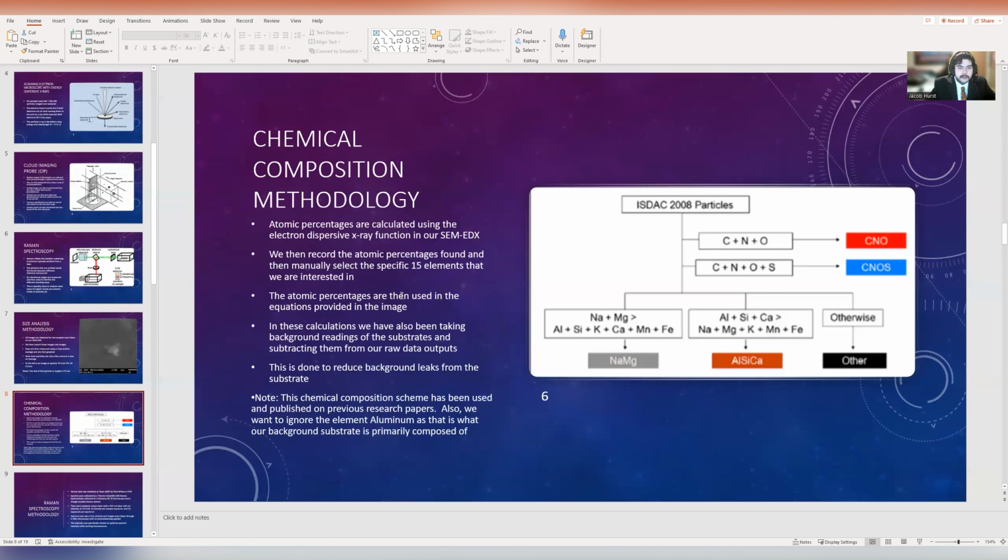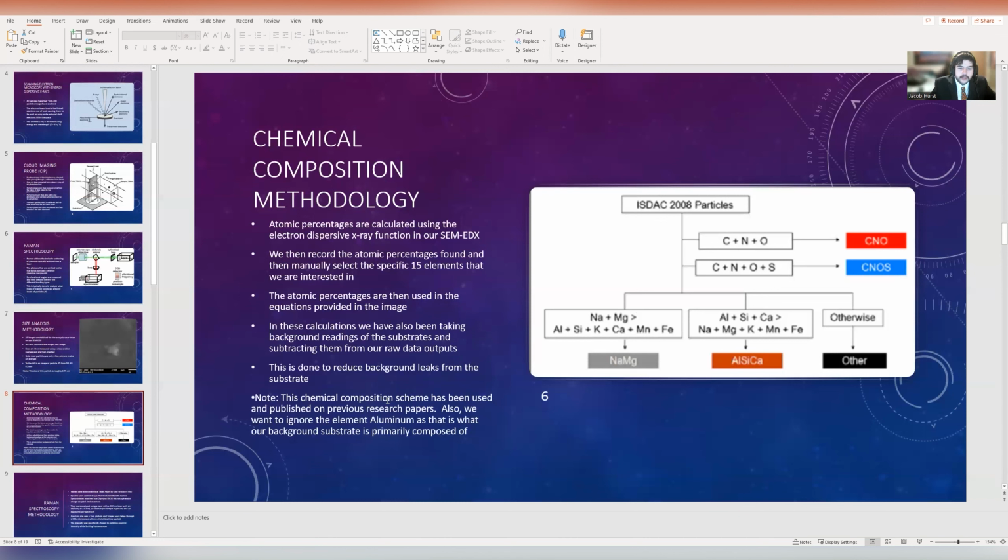The atomic percentages are then used in the equations provided in this image here, just so we can identify what it is. These calculations have also been taking the background readings of substrates. We'll shoot the background 4 times in all 4 different quadrants. If it's a rectangle or a square, we shoot once in each quadrant where there are no particles, and then we'll use that as a background reading. Then I'm subtracting that background reading from the data we're getting. I'll get the raw data output from a particle, and then I'll subtract that background because we're a little bit worried about background leaks from that aluminum substrate.